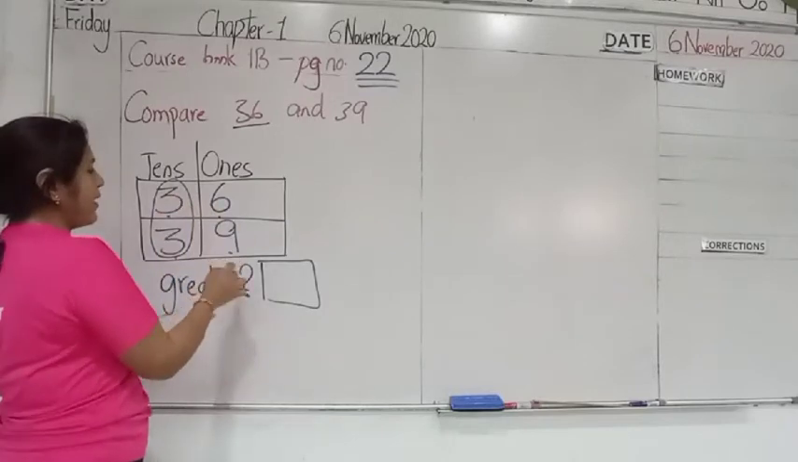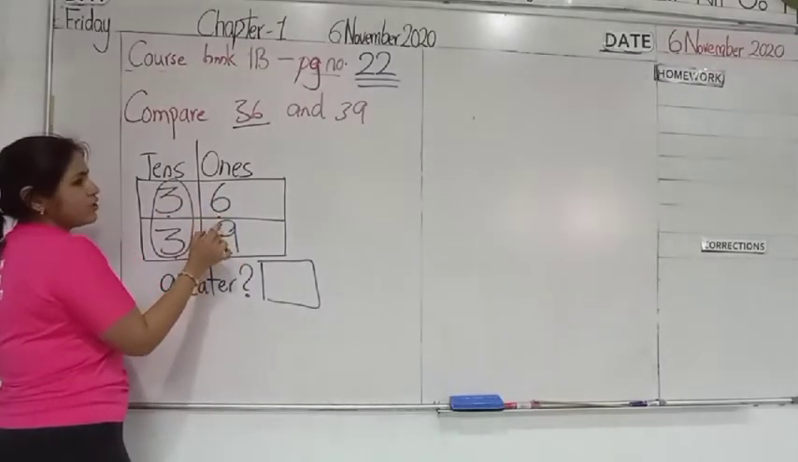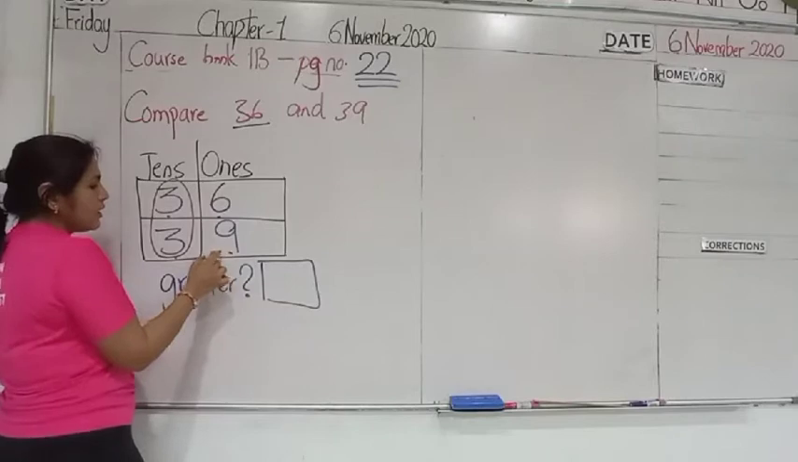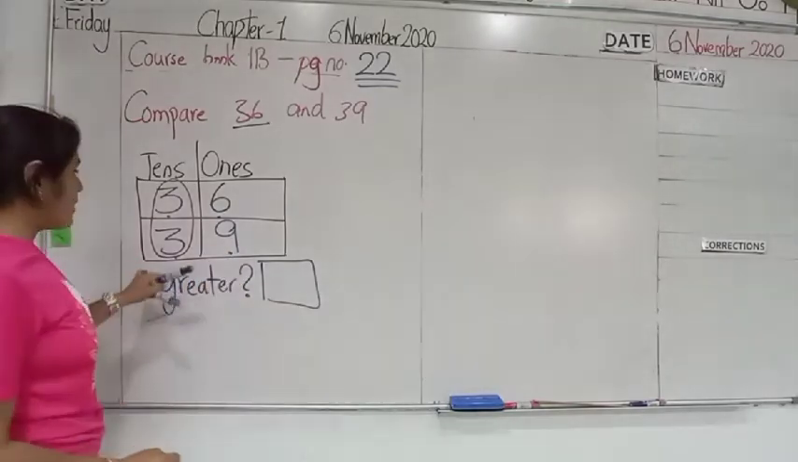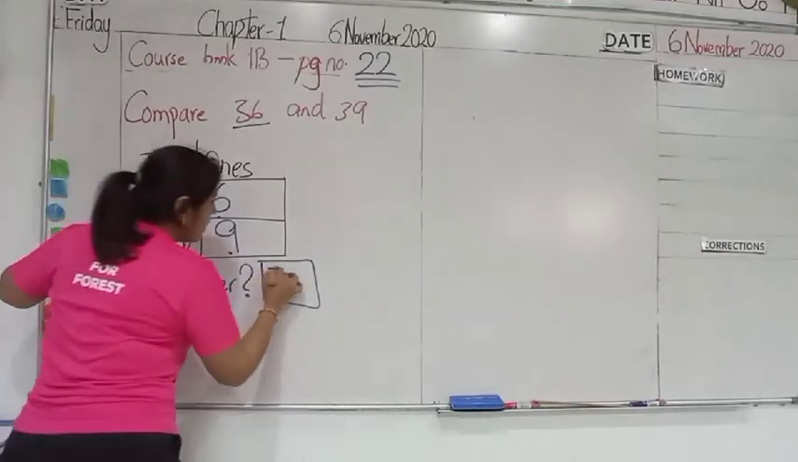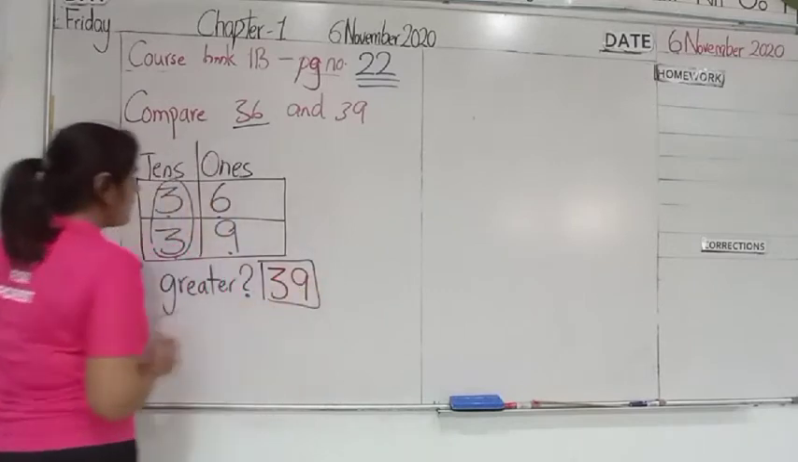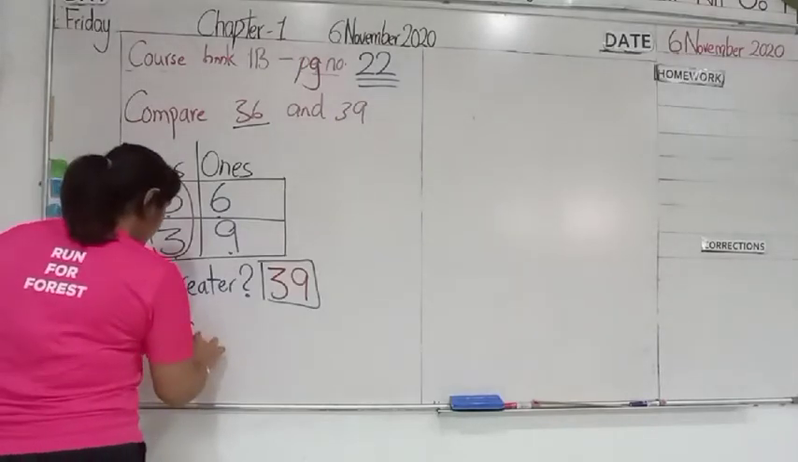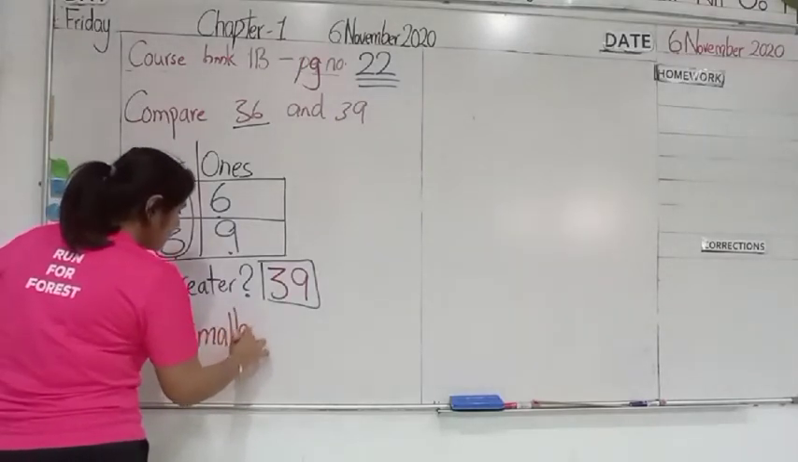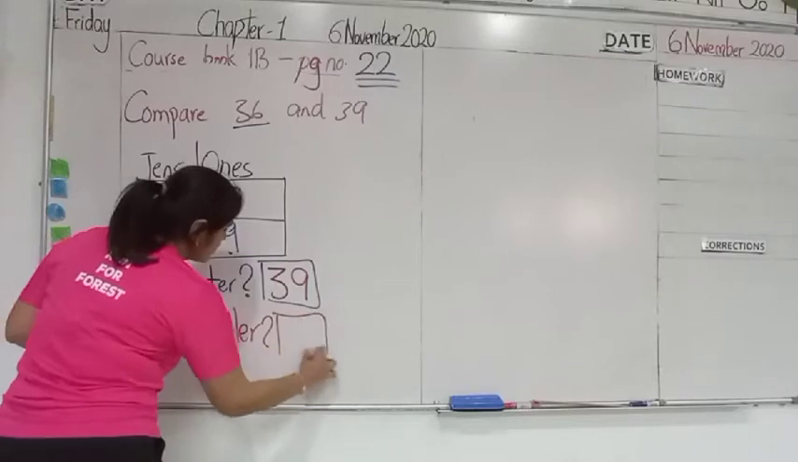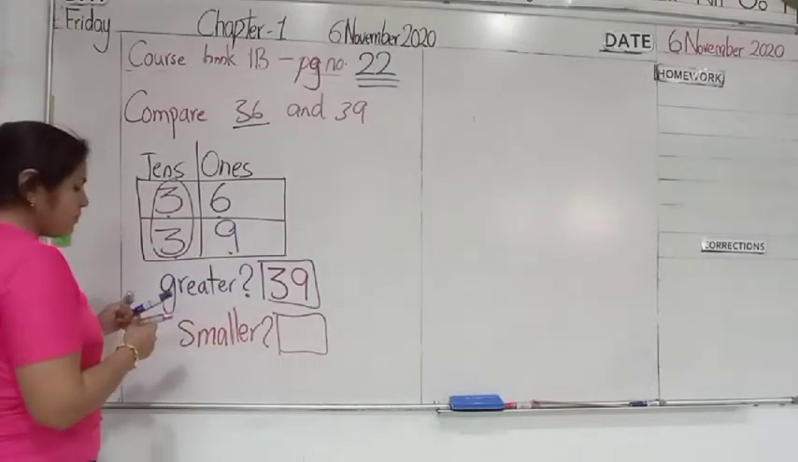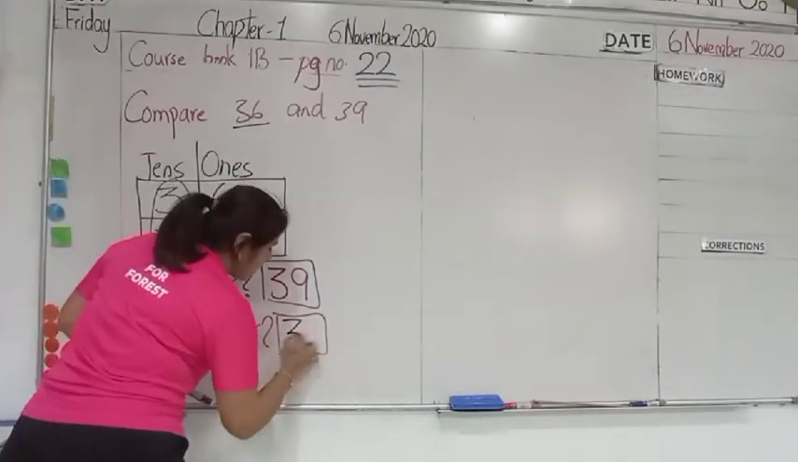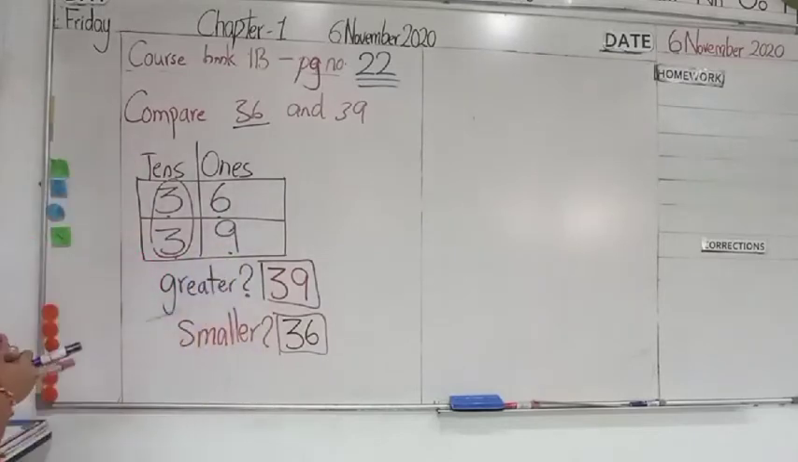Now you compare which is the smaller and which is the greater number. Here I feel 9 is a greater number. So the number 39 is greater. Write down 39 is greater. And which is smaller? Of course 36 would be smaller because we are comparing between two numbers, 36 and 39.